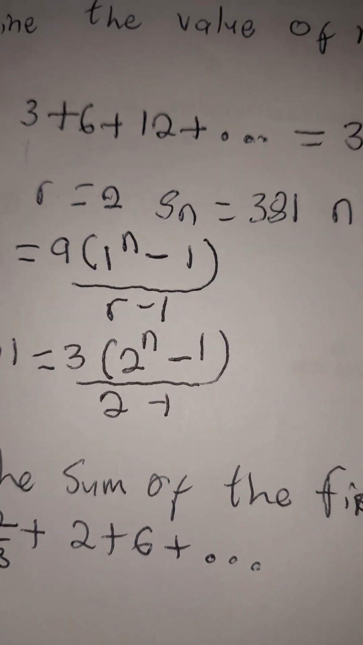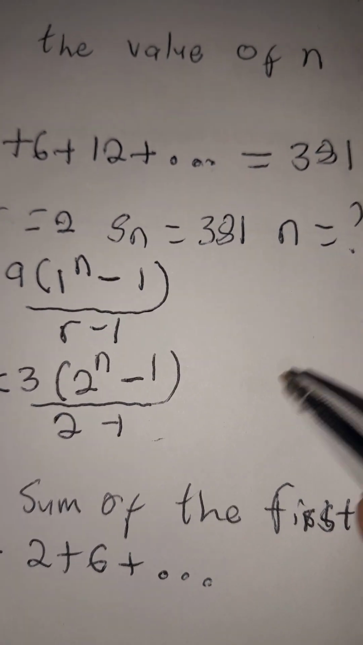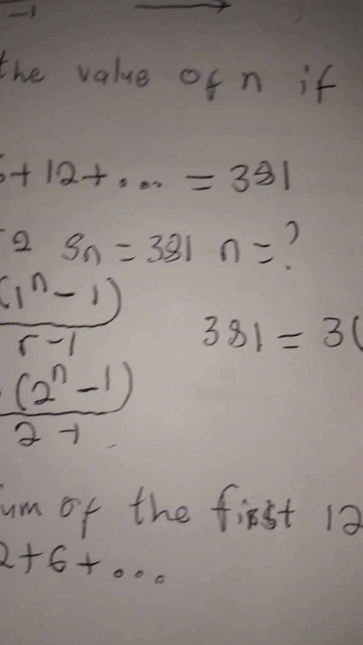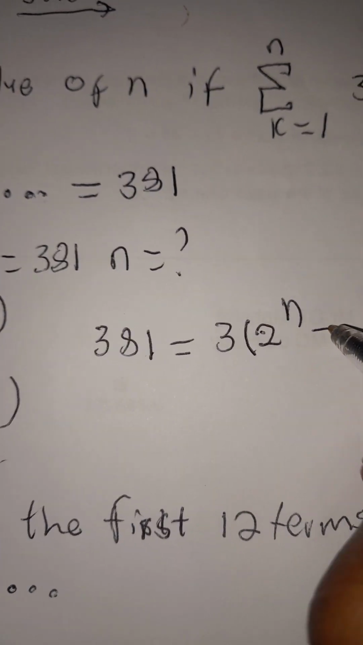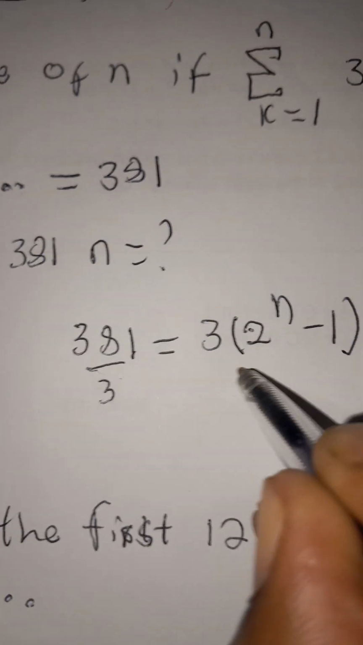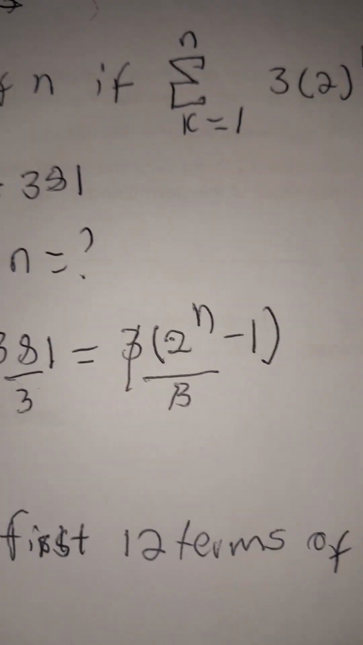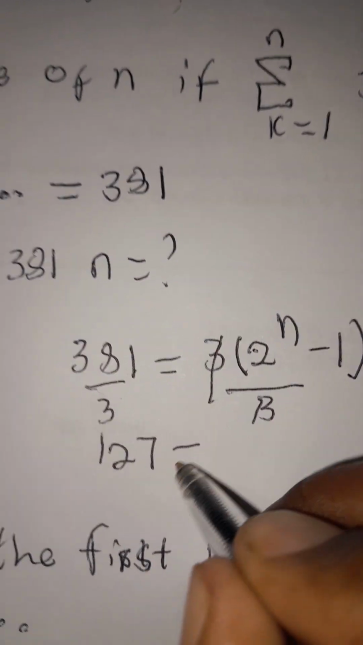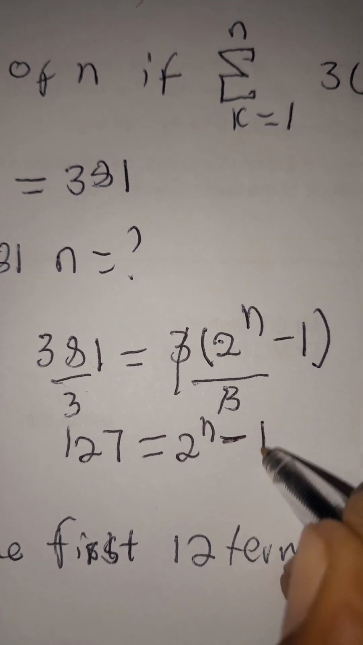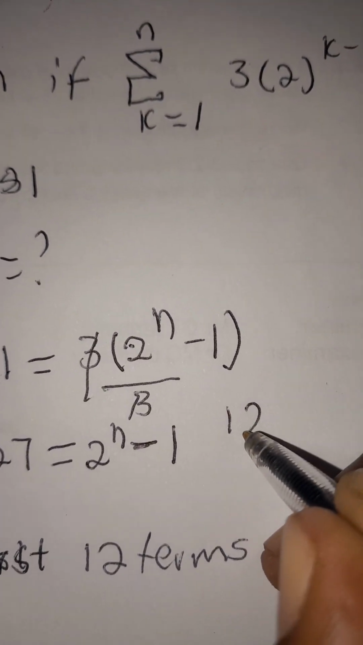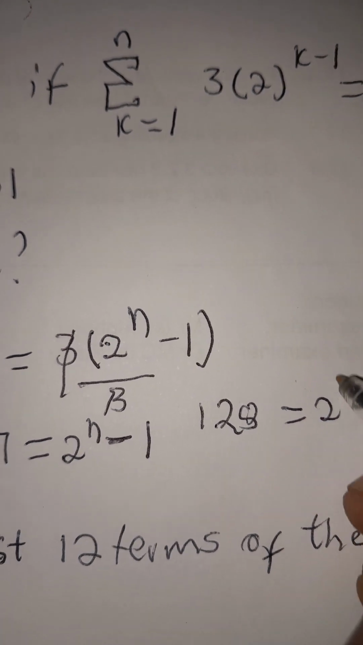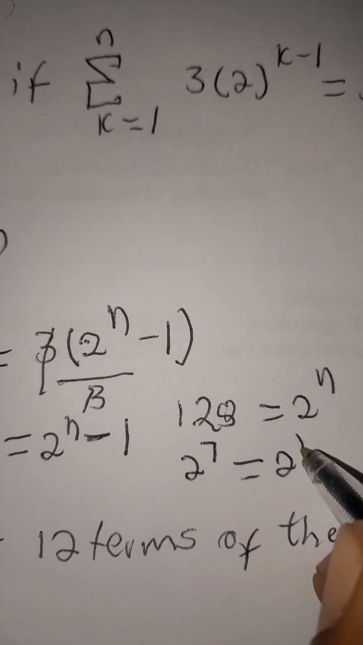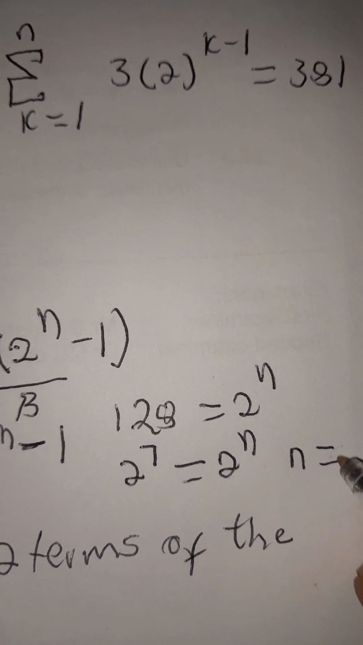To simplify it easier, let's work out the denominator. 2 minus 1 is the same as 1. So we'll be left with 381 equals 3 times 2 to the power of n minus 1. We could divide both sides by 3. So 381 divided by 3 gives us 127. Then we have 2 to the power of n. Take 1 to the other side, that will give you 128. Then we could change 128 to 2 to the power of 7, so 2 to the power of 7 equals 2 to the power of n. Then n is equal to 7.